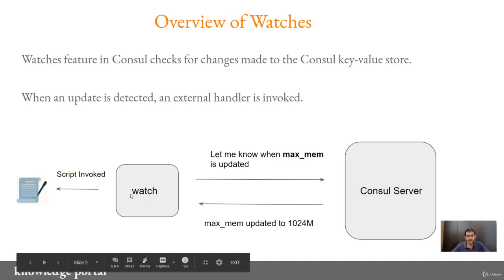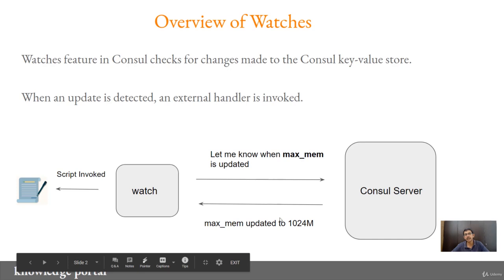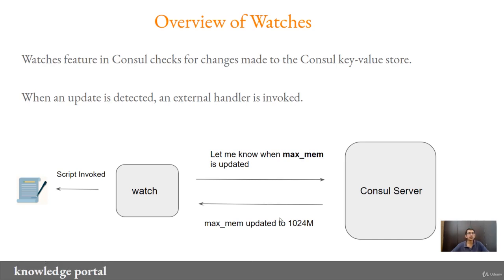Now as soon as the key was updated to 1024M, the watch feature in turn can go ahead and call the external handler. So this external handler can be anything. It can also be a script, and this script can detect the changes and perform a specific action depending upon the use case. So let's quickly jump into a practical so that this can be better understood.